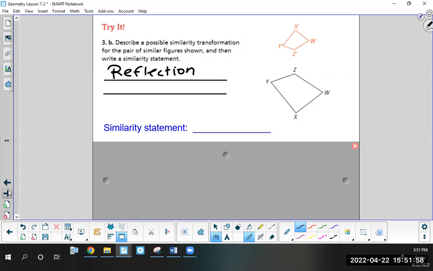And then we have to dilate. And this is going to be a reduction because the original is bigger than the new one. Okay, similarity statement. We have WXYZ is similar to W prime, X prime, Y prime, and Z prime. Okay, these should be pretty easy because the letters typically match up with their primes. The only thing is sometimes it gets tricky because as we saw earlier in this lesson, they had like X, Y, Z, and then they had different letters in the new figure.